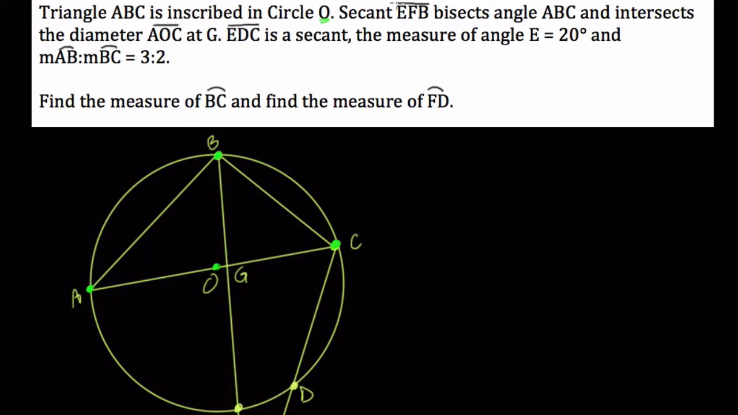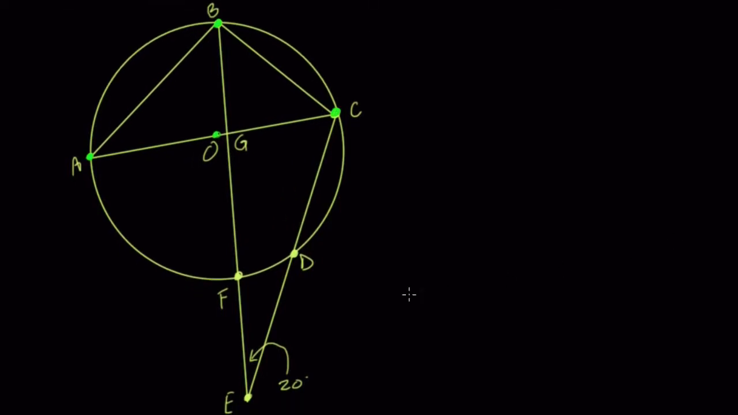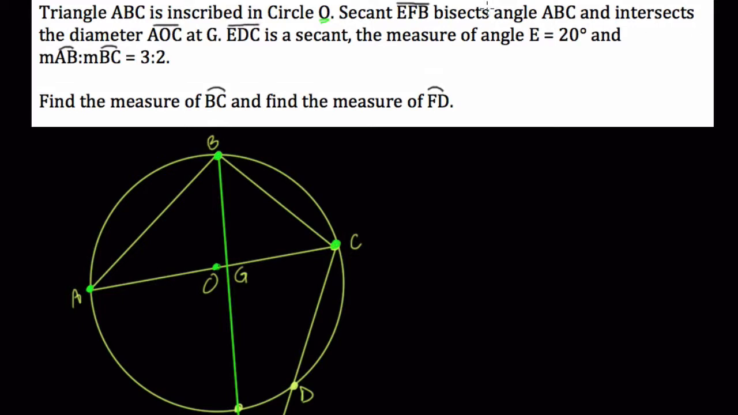Secant is a line, EFB. A secant is just a line. You can see the line EFB here, right? This is a secant. It means that it's a line that crosses your circle twice. So that's a secant. And what do they tell us? It bisects angle ABC. That's significant because there's a really important theorem.